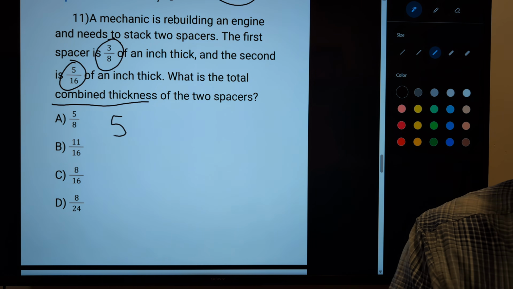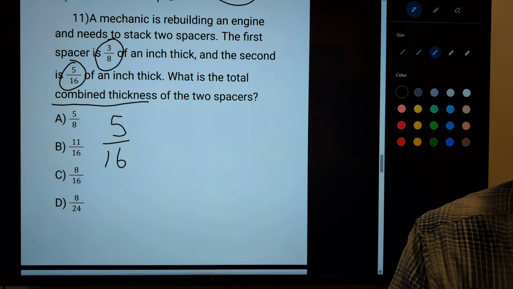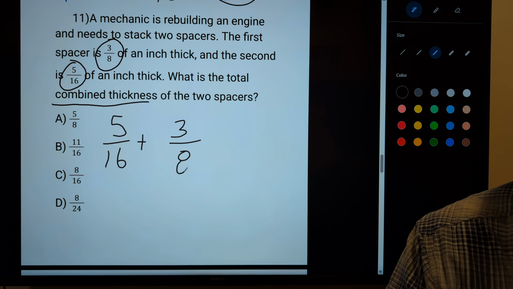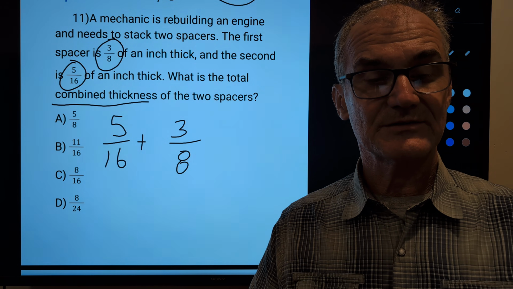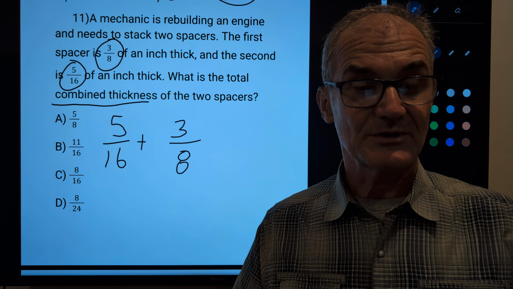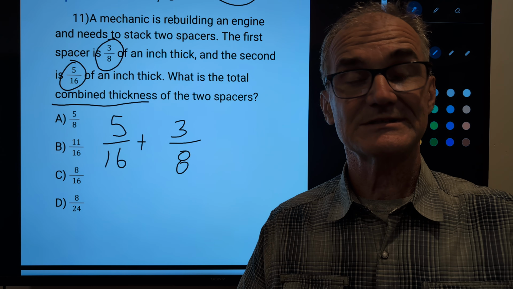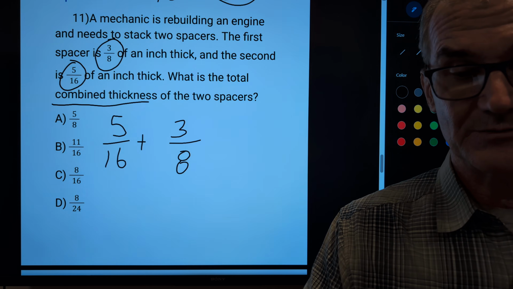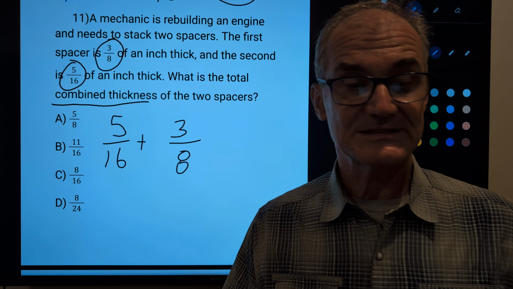I have 5/16 plus 3/8. So I've converted that paragraph into an equation. I see I am adding fractions. Rule number 1 is I don't add the bottom. Rule number 2 is I need a common denominator. I don't have that. So I got to find my least common multiple. That is going to be 16.